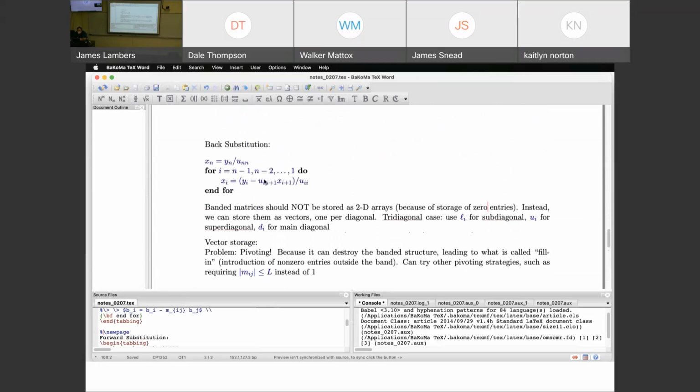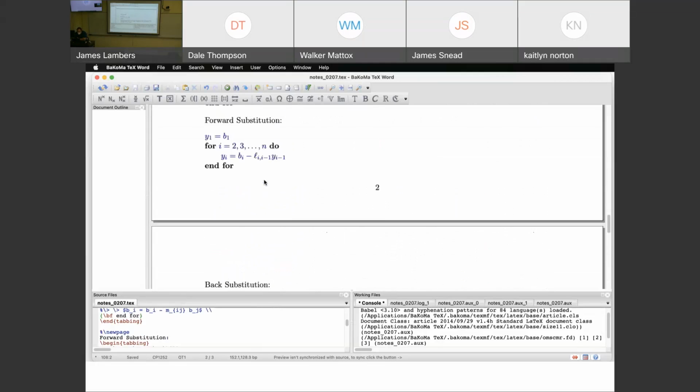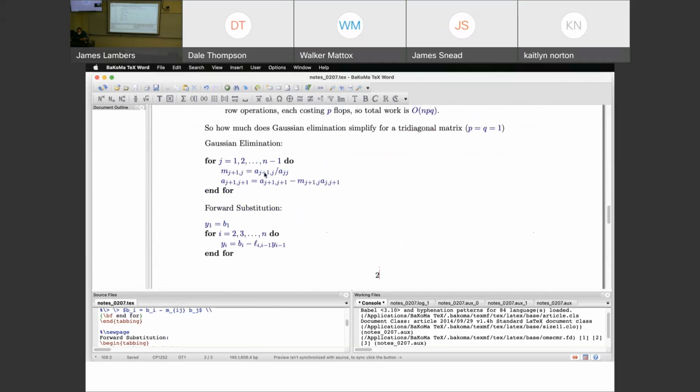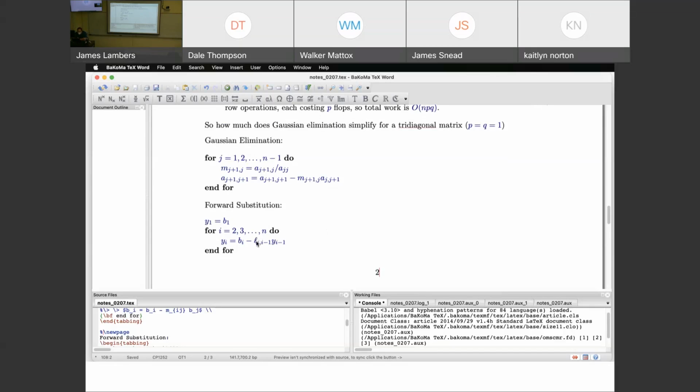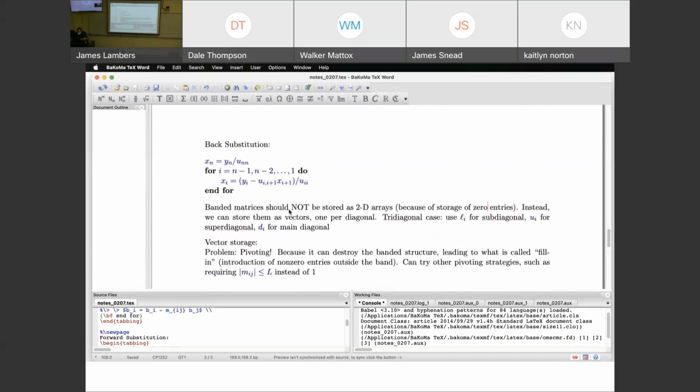The number of operations has now been substantially reduced, but there's still one glaring inefficiency with all three of these algorithms. Take Gaussian elimination, for instance. It's referring to a tridiagonal matrix, so it's only looking at entries that are on the diagonal, below the diagonal, or above the diagonal. And the rest of the entries are zero. But those zero entries are still being stored because A is represented as a two-dimensional array. Same thing with L in forward substitution and U in back substitution. That's wasteful. So a banded matrix should not be stored as a two-dimensional array.